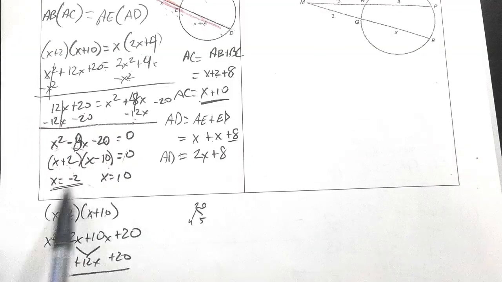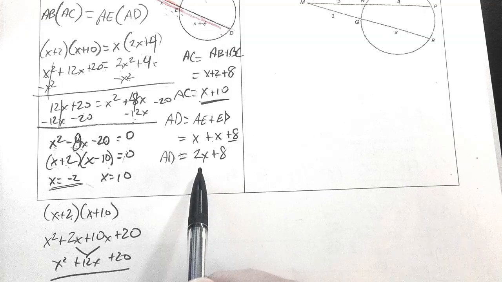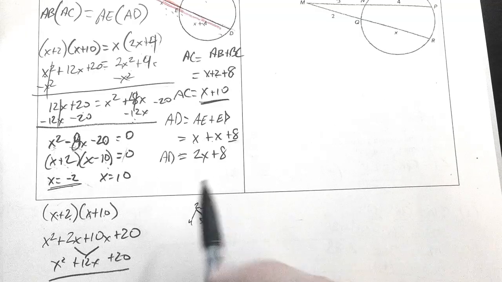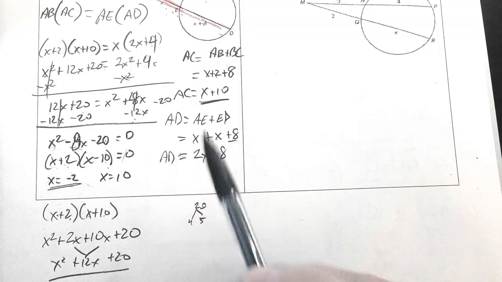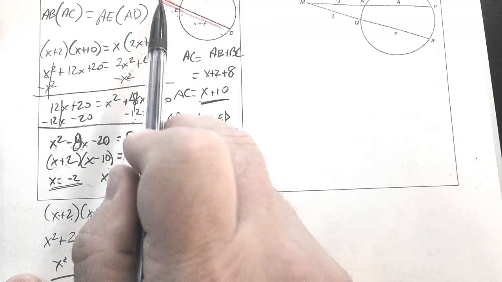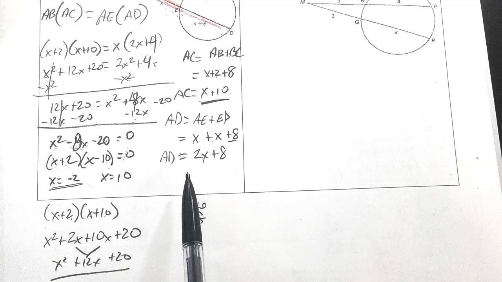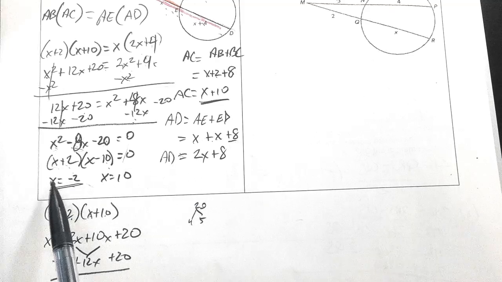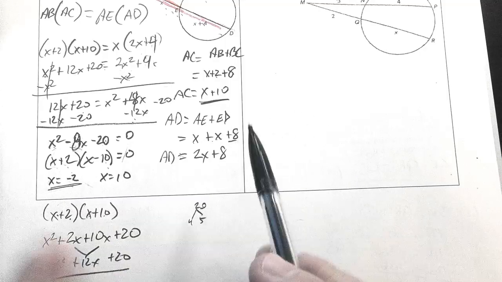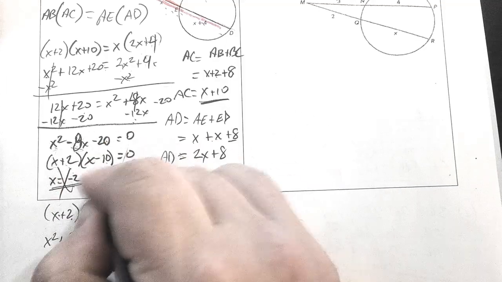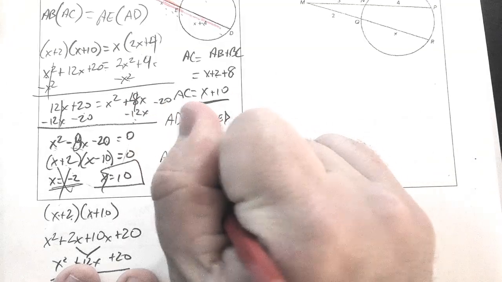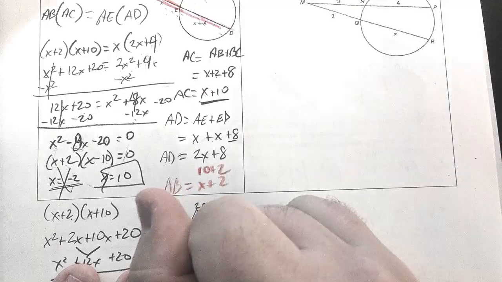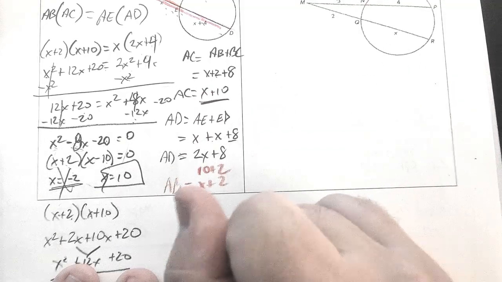All right, so we can't have a negative measure. Now, if we put this in here, what are we looking for? We're looking for AB. AB was x plus 2. Well, x plus 2, if x is negative 2, that's 0. You can't measure 0, so we can't go with that. So x has to equal 10. And if it equals 10, AB equals x plus 2. That's 10 plus 2, so AB equals 12.